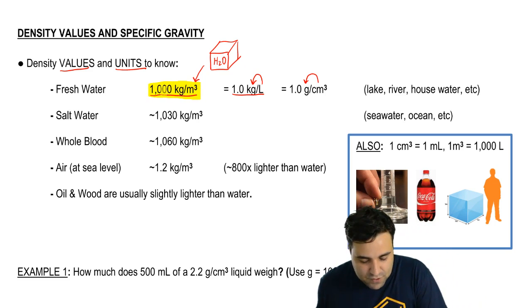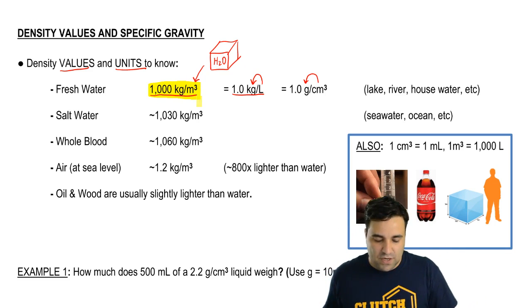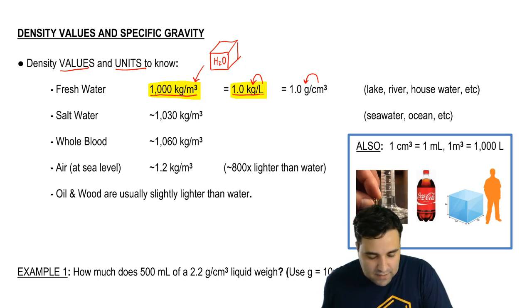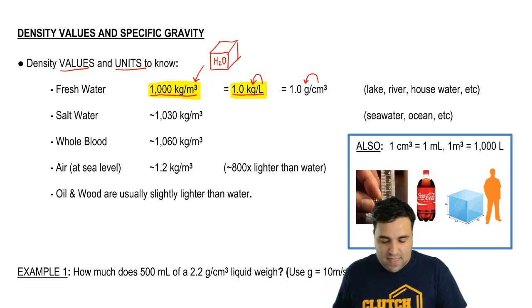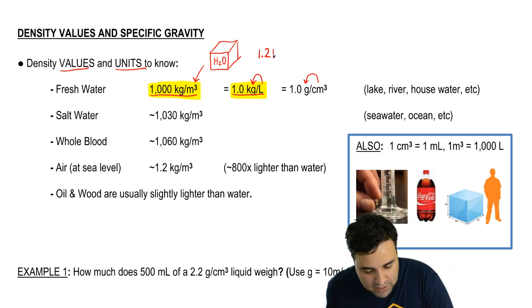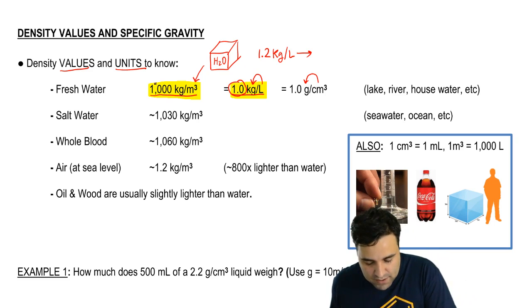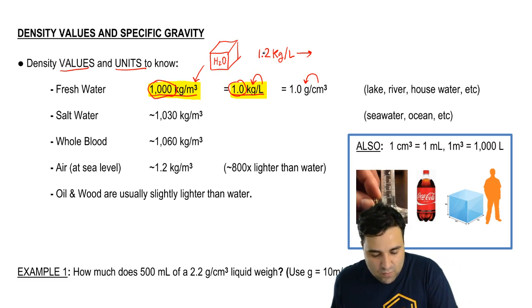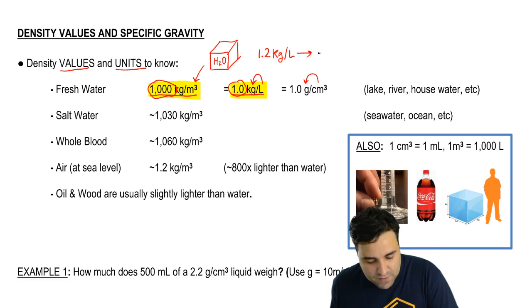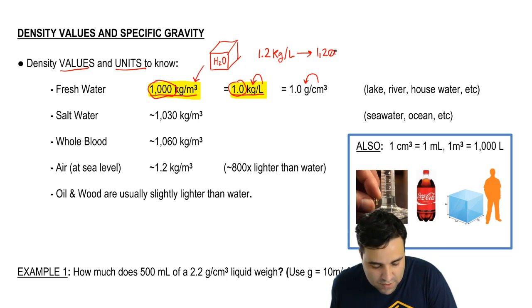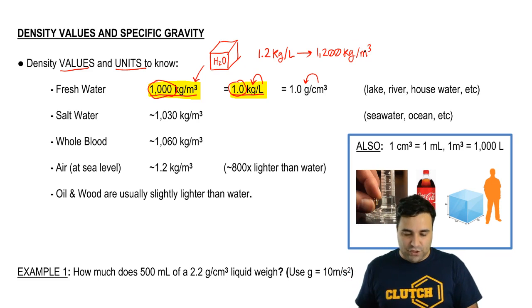So for example, if you know that 1,000 kilograms per cubic meter is 1 kilogram per liter, and then I give you 1.2 kilograms per liter, you can immediately convert that and say, well, if 1 here is 1,000 here, then 1.2 of this must be 1,200 of the other. Okay? So this allows you to make some quick conversions by remembering what the ratios are.